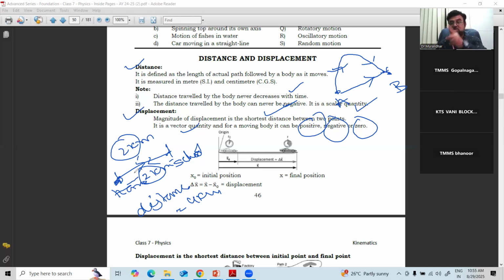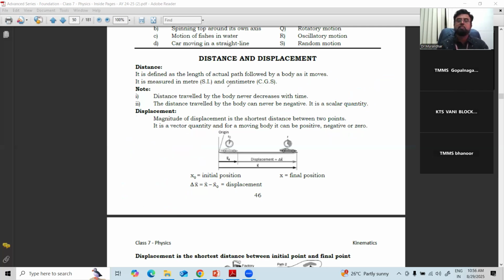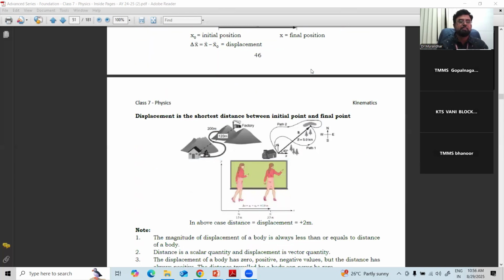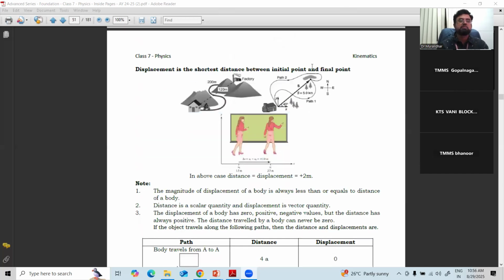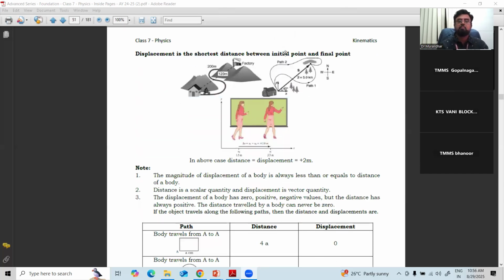Whereas the total length of the path can be taken as a distance. So you have to pay according to distance only, not according to displacement. Right? So the shortest path is called displacement. Simply shortcut. Shortcut from initial position to final position is called displacement. Okay. And some more information is there about displacement. Even different shapes also you can see in mathematics. So displacement is the shortest distance between initial point and final point.